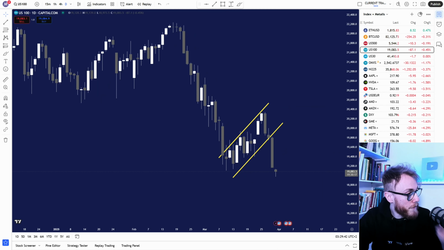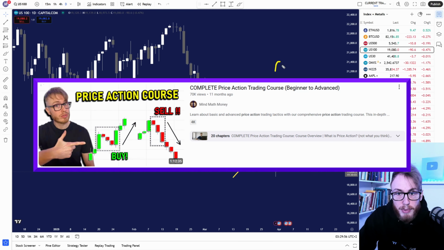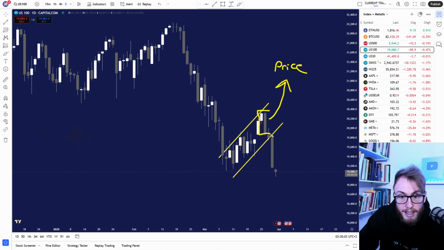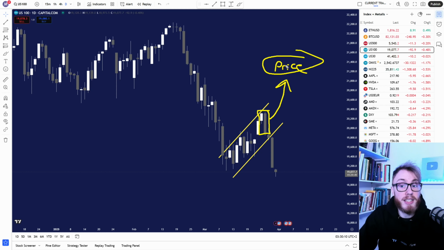Well, there are a few different methods of entry here. The first method is to try to enter somewhere around the top of the flag. This can be a bit hard, but you can actually combine it with price action. So price action is basically the study of how the price moves. And here you can see that this white candle together with the gray candle creates something called a bearish engulfing pattern. That is a bearish price action signal indicating a move towards the downside.